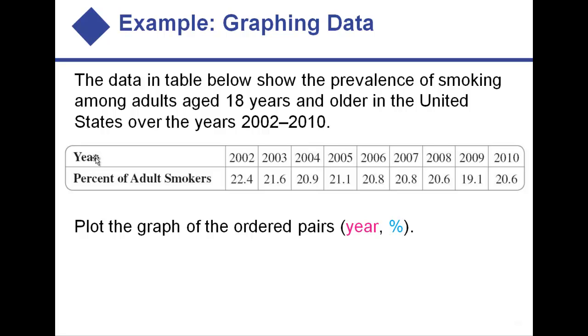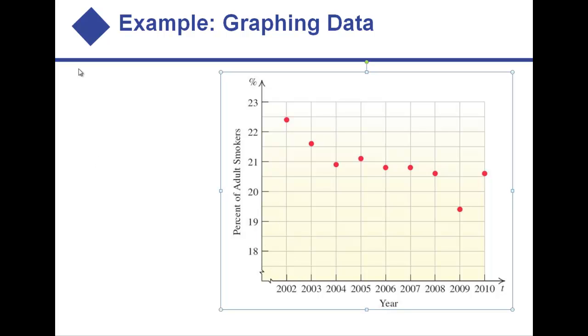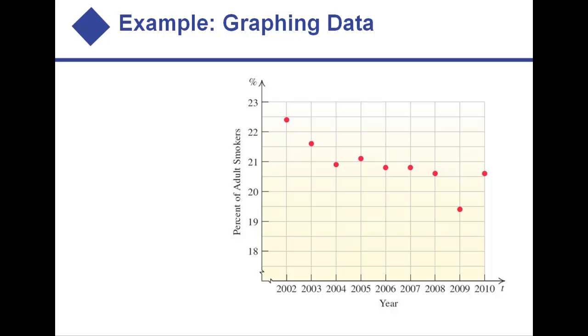Here's an example where we're looking at smoking rates, percent of adult smokers. And they want us to plot these points on a graph where x is year and y is percent. So these don't always have to be normal numbers. So here's that graph, x starting basically at 2002 and moving on.